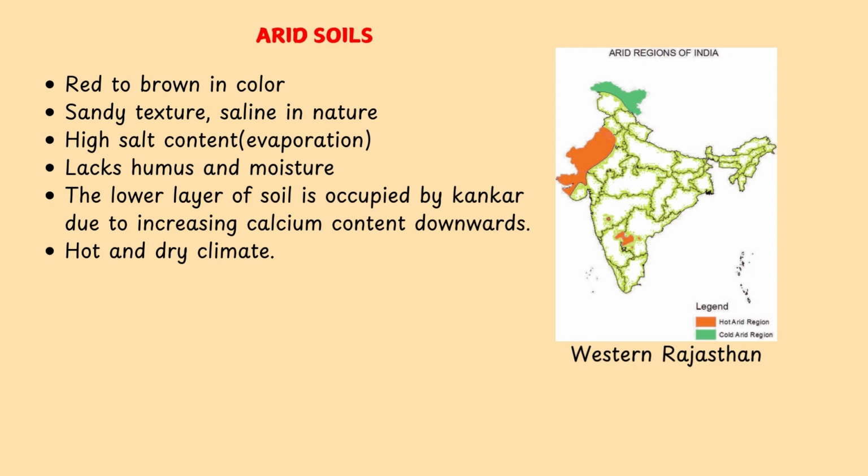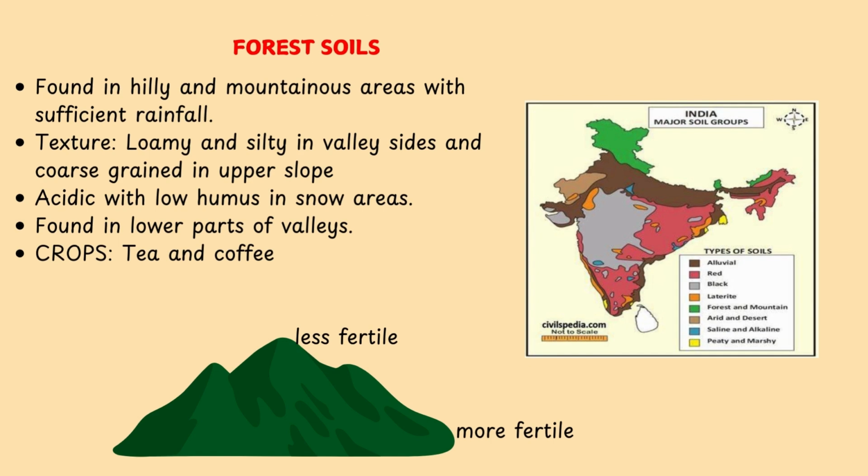and the crops grown in these forest soils are tea and coffee. Now, what is meant by soil erosion? The denudation of the soil cover and subsequent washing down of the soil is called soil erosion. The denudation means removal of the top layer of the soil due to natural factors like water and wind. It is called soil erosion.